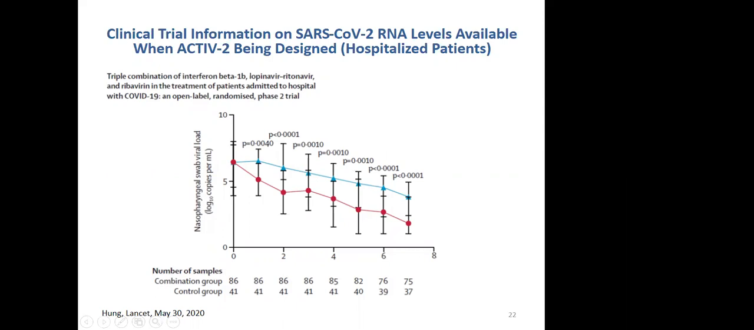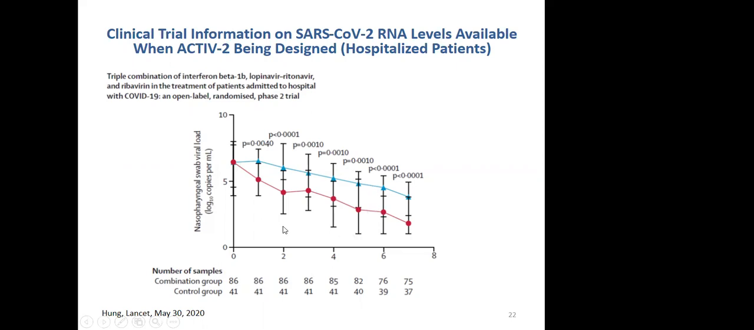And this was data from hospitalized patients, so a very different population from what we were dealing with. But it did give us some idea of how quickly viral loads declined over time, and the type of difference between a control and a treatment that might occur. So this difference is on a log base 10 scale over 1.